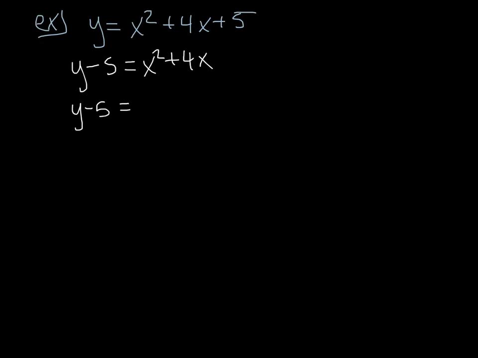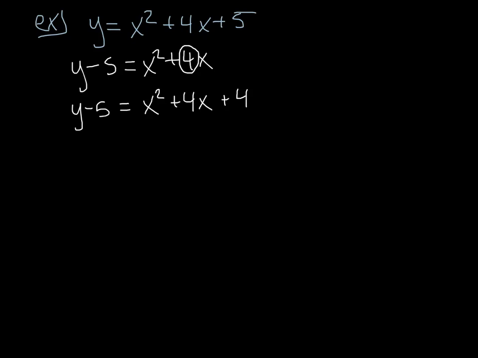And what I want to do is complete the square on the right side. So I need to take this 4 right here, divide it by 2 and square it, and then add it, just like we've done before. x squared, the 4x stays. Now I divide the 4 by 2, which gives me 2, and then I square it, which gives me 4. So I'm going to add 4 over here.